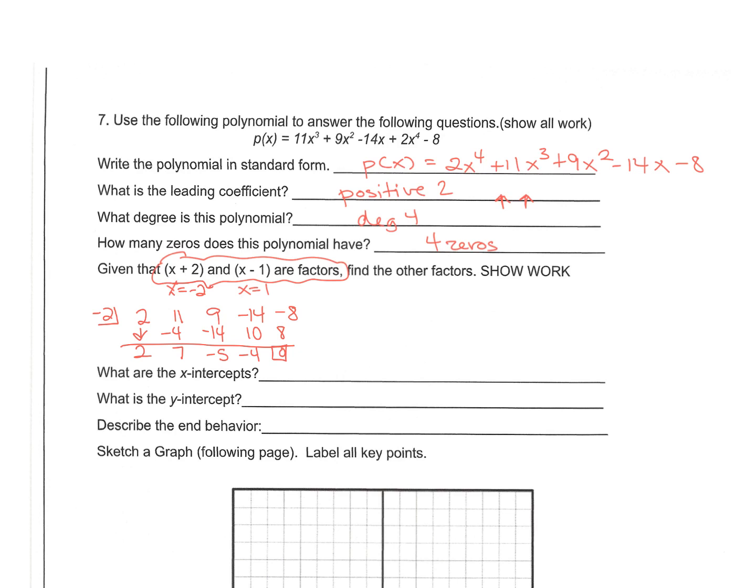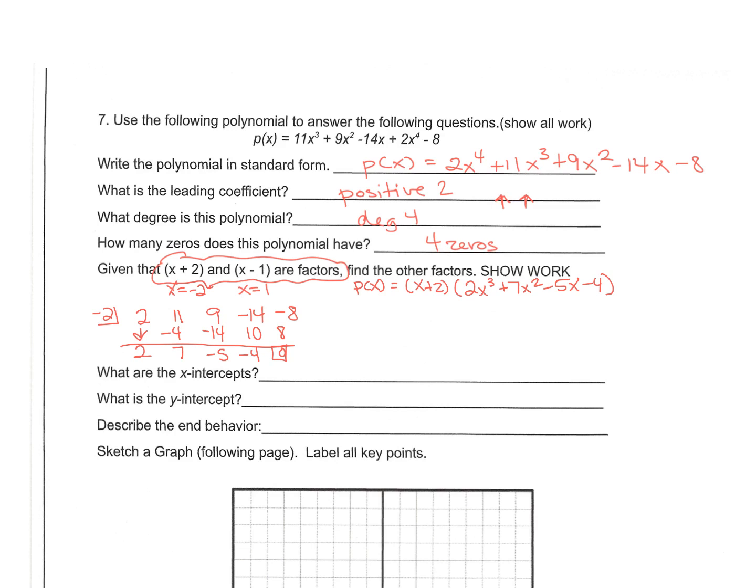So right now, my polynomial up above is now equal to my x plus 2 times my quotient. My quotient is 1 degree less, so it's cubic. So I've got 2x cubed plus 7x squared minus 5x minus 4.